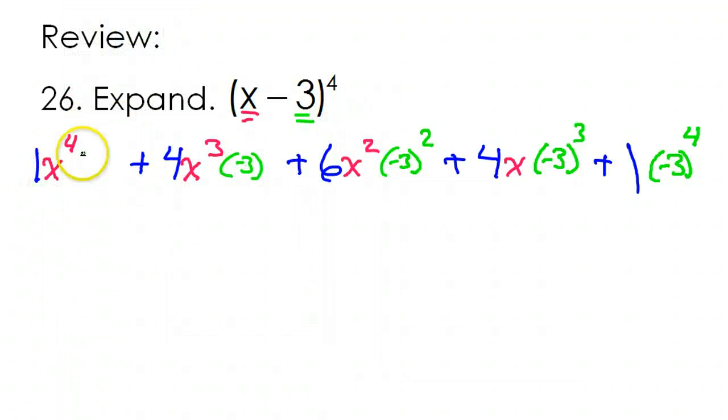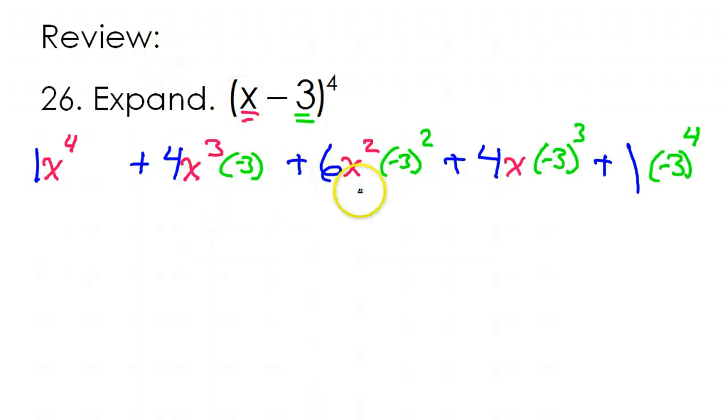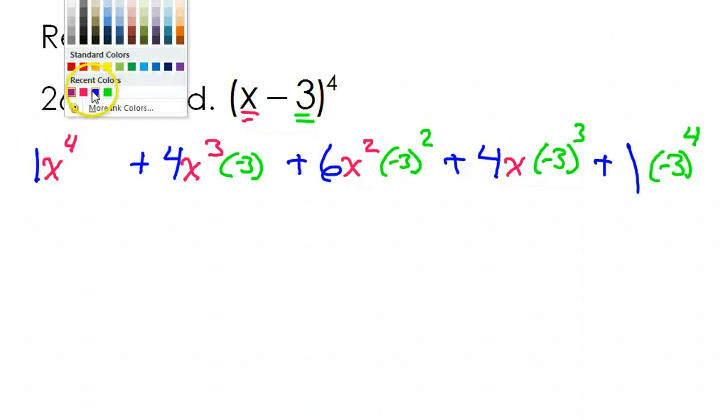Of course, 1x to the fourth power is just x to the fourth power. So what should I do? Now here I've got 4 times negative 3. Well, that's going to be negative 12, so I can go ahead and put negative 12x to the third power. Actually, let me go back for a second. Before I do that, let's do all of these powers first before I get too carried away.